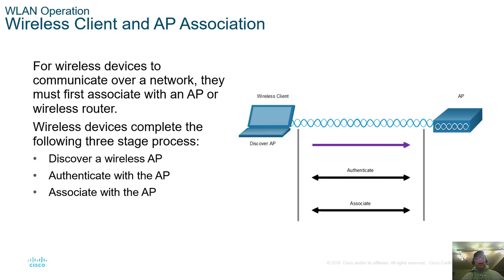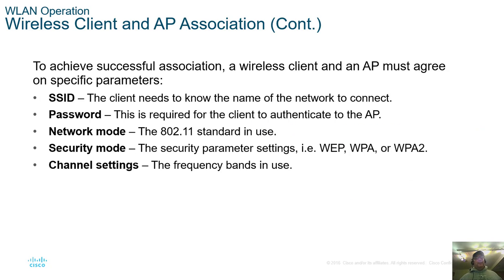Once you're discovered, you can authenticate. Is there a password that needs to be passed back and forth? And then there's an association point where everything comes together and you are now tied to that particular access point, and you can send data across there. This just shows some of the association values that you're going to have to identify: the SSID, the name of the network, the password if necessary. What mode are we using?